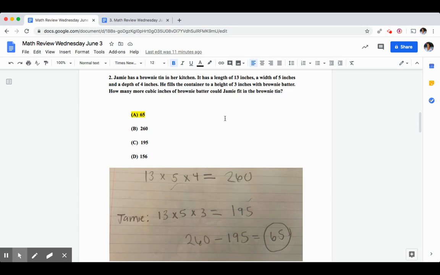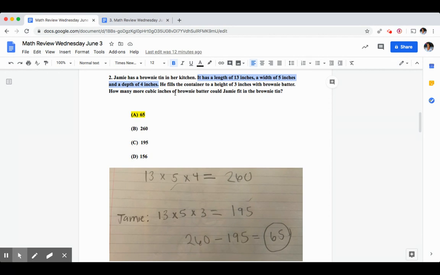First, we need to figure out the volume of the empty tin. Its dimensions were 13 by 5 by 4. So 13 times 5 times 4 equals 260. So the total it can hold is 260 cubic inches.